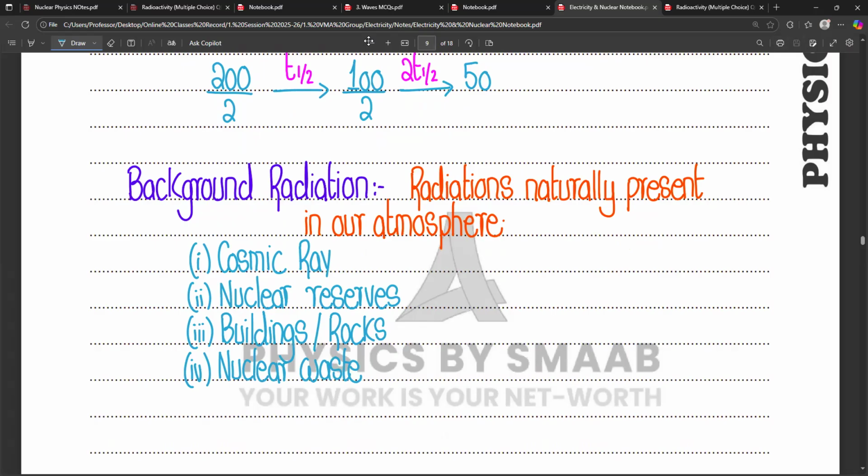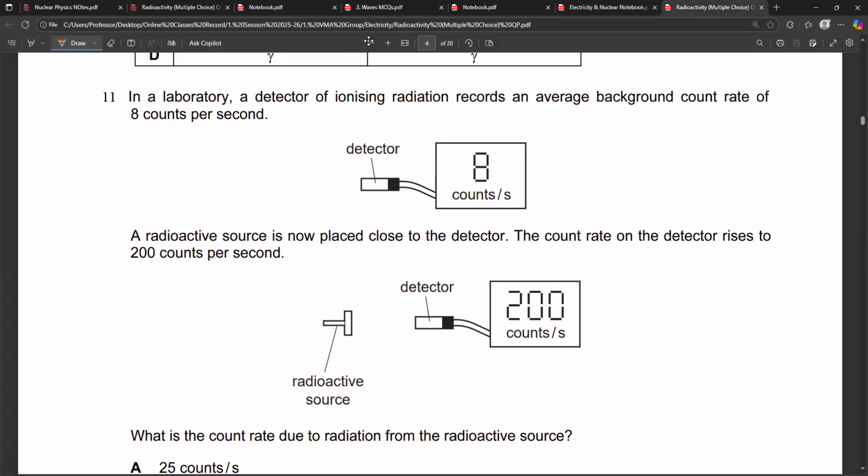So, before starting the experiment, just turn on that device and leave it on for like 2 or 3 minutes. After 2 or 3 minutes, the counter shows you some specific reading, just like this. In this question, you can see in a laboratory, a detector of ionizing radiation records an average background count rate of 8 counts per second. So when we turn on the counter, it shows you some reading, 1, 2, 3, 4, any value according to your surrounding. So that is the background radiation.